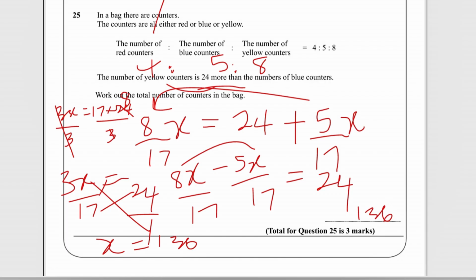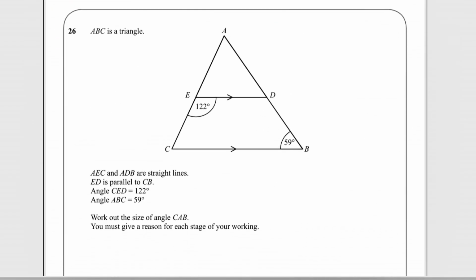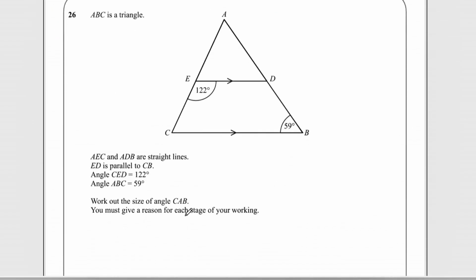Okay. All right. We go to the next one. ABC is a triangle. These are straight lines. So take note of your corresponding angles. Corresponding angles are usually called F angles. Anytime you can make an F like this, that means 59 and this are the same. So 59 is corresponding to this one. So they are the same.